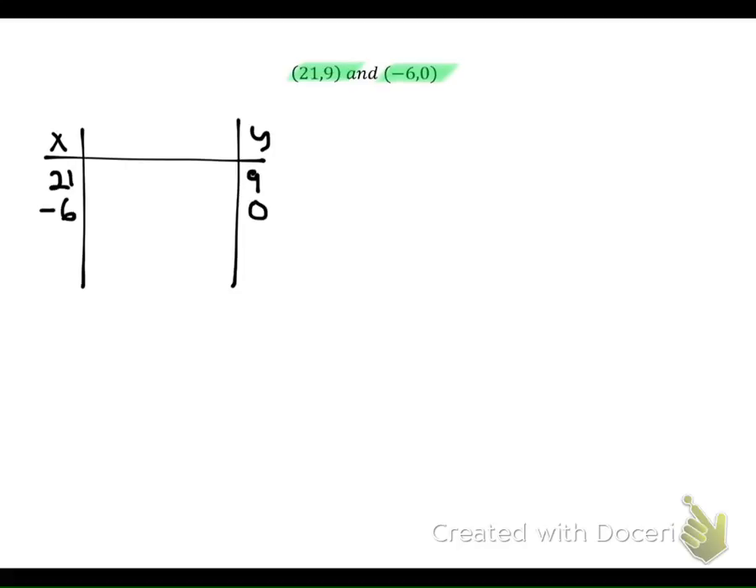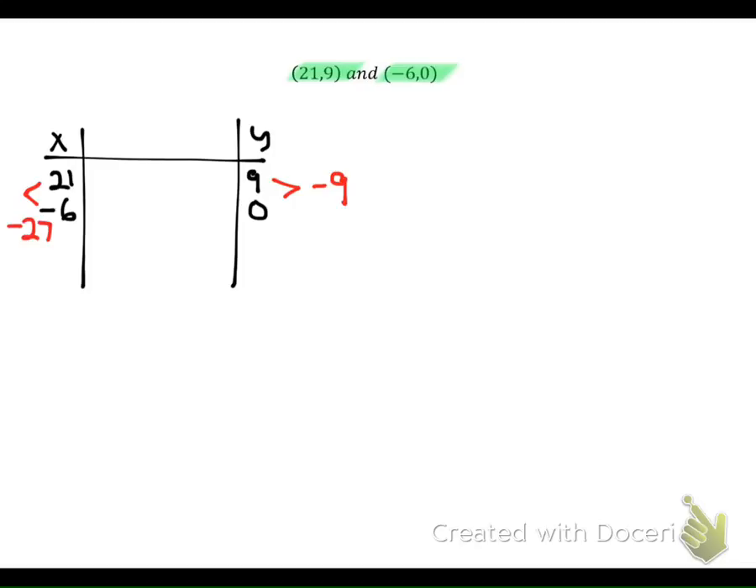Well, when we have a table, we've done this before, we need to find our delta y and our delta x. Now my change in y is minus 9. My change in x, I know I'm subtracting. It's going to be minus 21 to get to 0, then minus 6 more. So that's minus 27 over here.